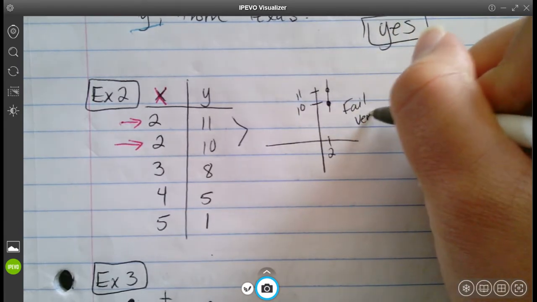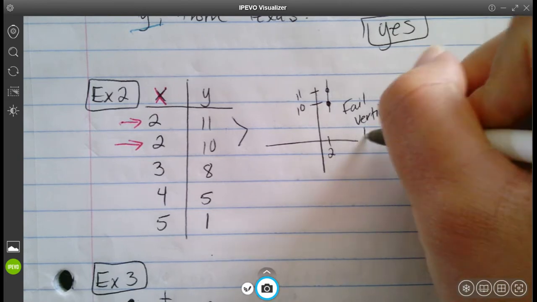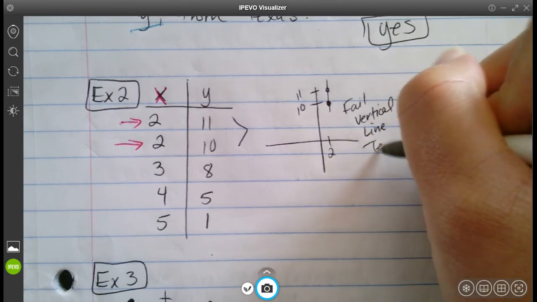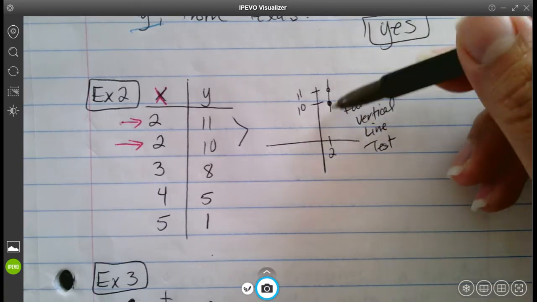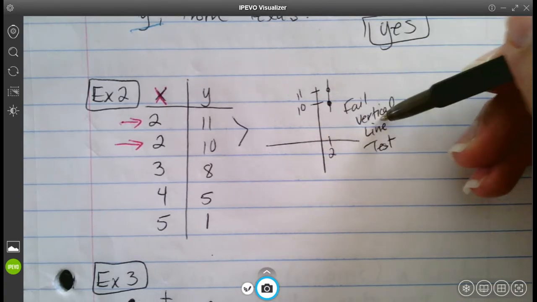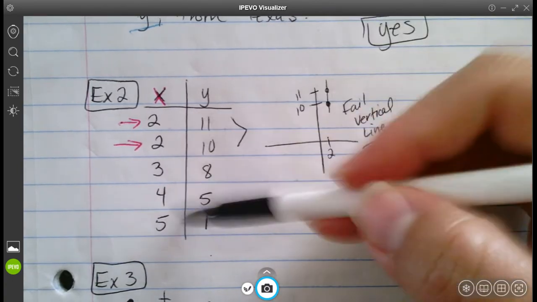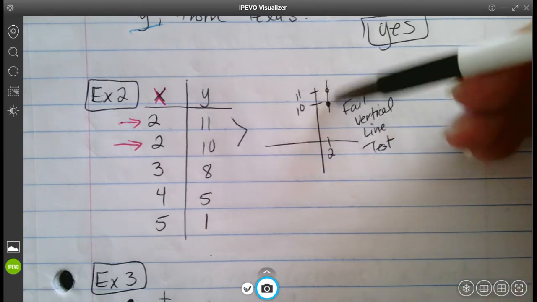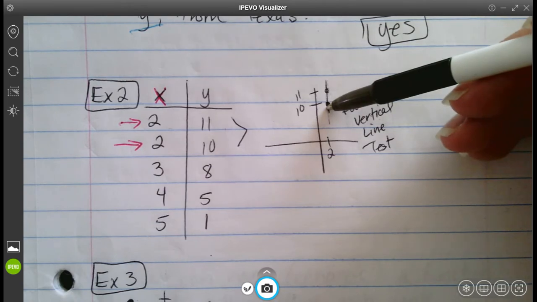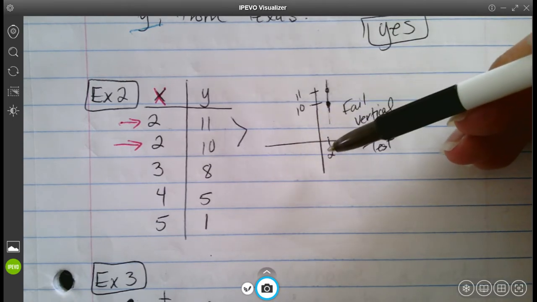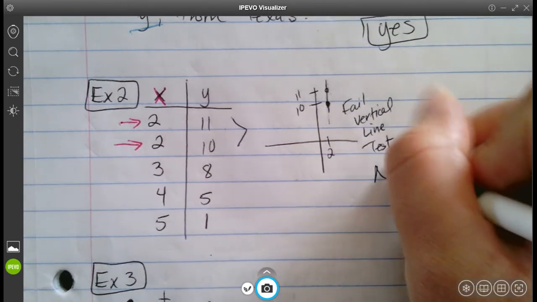the vertical line test, which we also know from Algebra 1 shows that a function is not a function if it fails this one. So if you have a picture or a relation that, if you plot it, fails this test where you have two x's in the same vertical line, that means it's not a function. Okay, so this one would be a no.